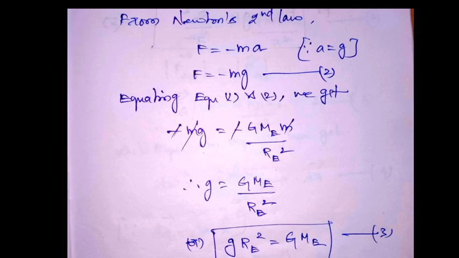That is, whenever an object falls towards the earth surface, the gravitational value will be equal to 9.8 meter per second square, which is a constant value which you studied in your earlier classes. Now I am going to rearrange this equation. Therefore small g Re square equal to capital G into Me, and this is equation number 3.